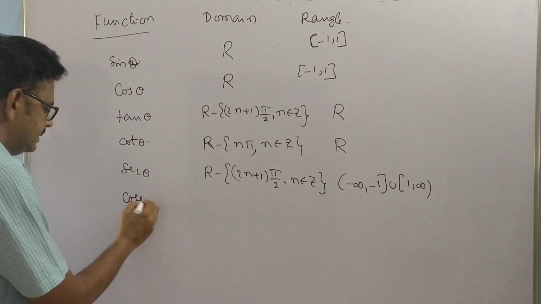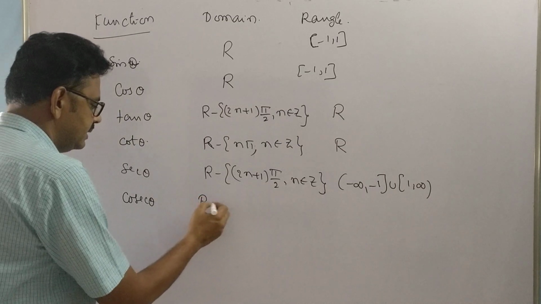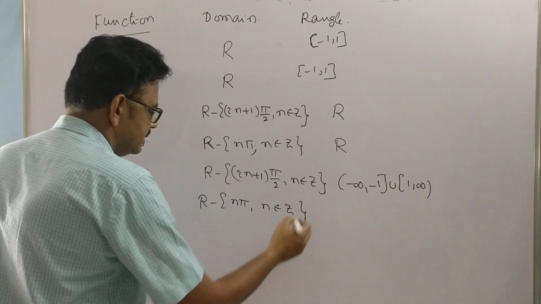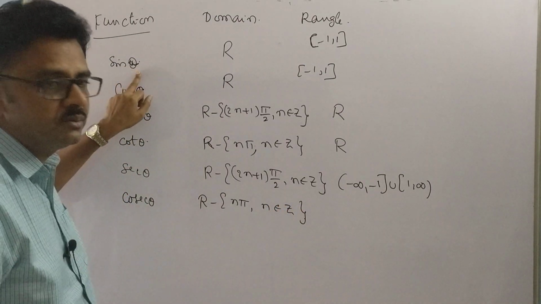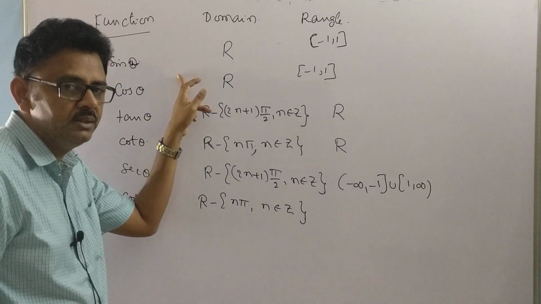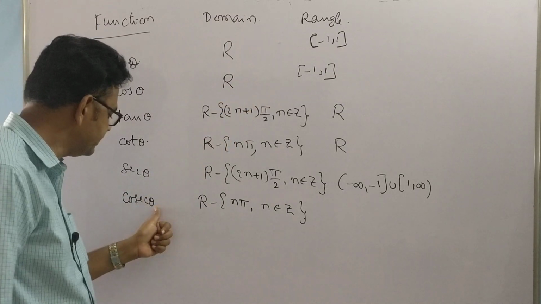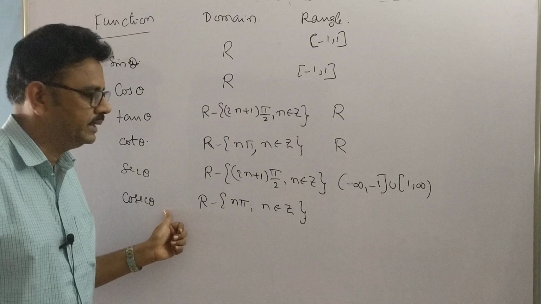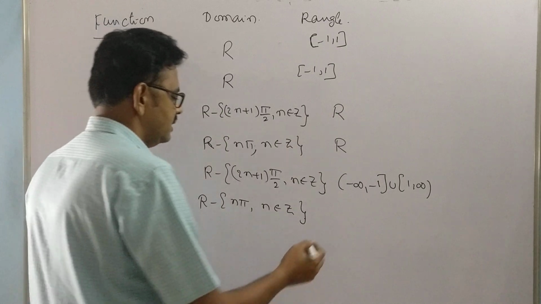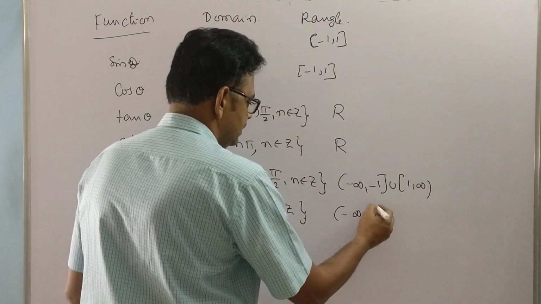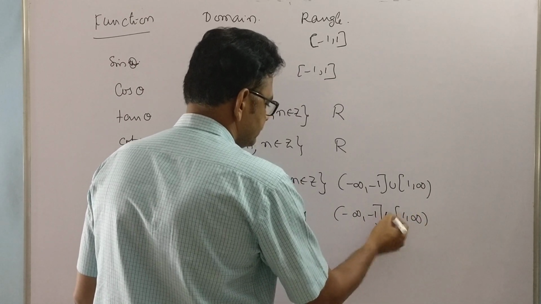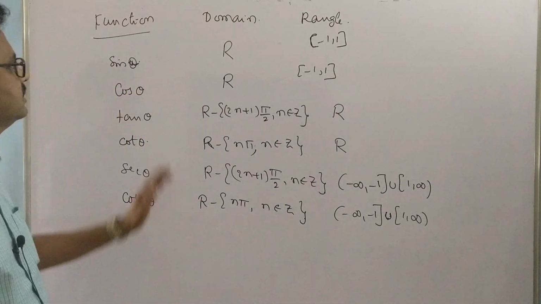Same as cosecant theta. See here, R minus n pi, where n belongs to Z. Sin 0 is 0, cosecant 0 is not defined. Sin pi value 0, sin 2 pi value 0, sin 3 pi value 0. So cosecant pi is not defined, cosecant 2 pi is not defined. So R minus n pi, where n belongs to Z. And the range is minus infinity comma minus 1 union 1 comma infinity. So this is the domain and range.